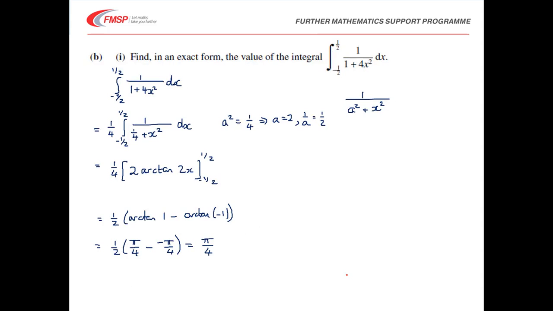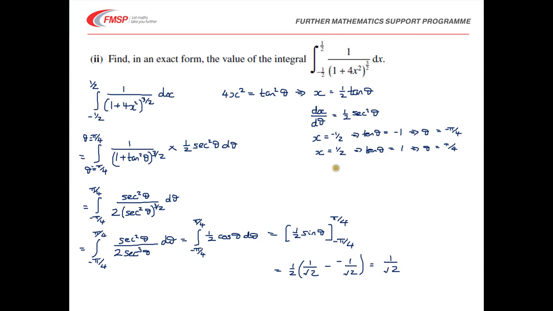For part B, that first integral, there's a method mark for spotting that the integral is arctan, or for using any tan substitution, which would be an alternative method. There's then an accuracy mark for having the quarter times 2 at the front and 2x, so having the detail correct. And then another accuracy mark for evaluating that correctly.